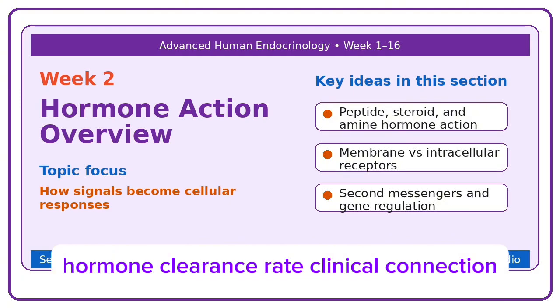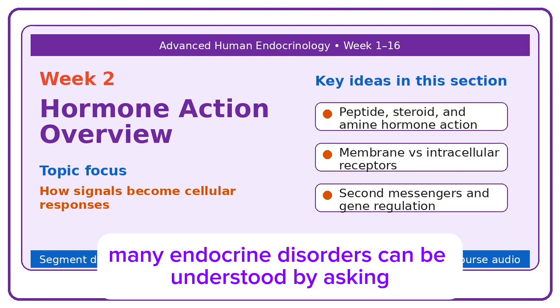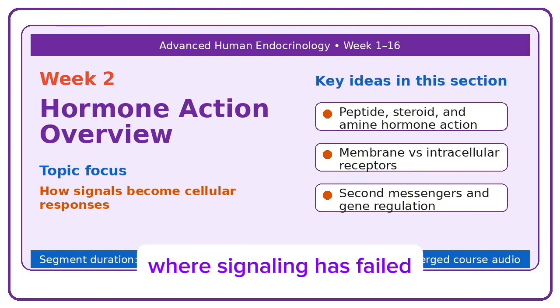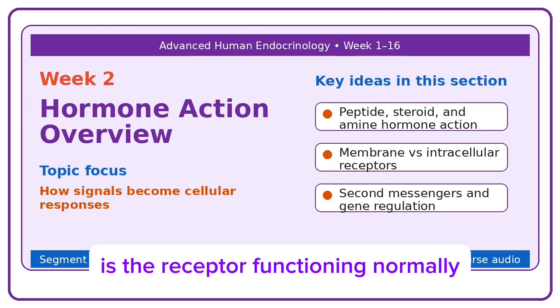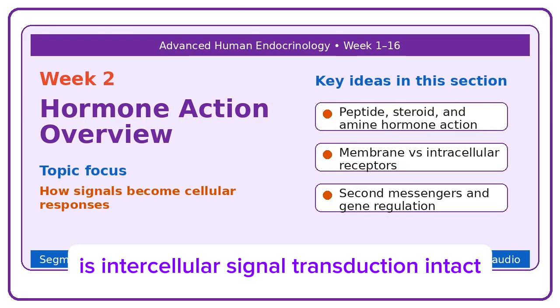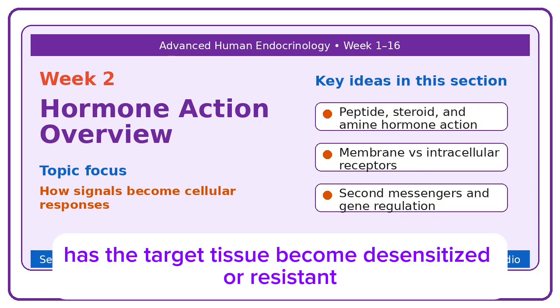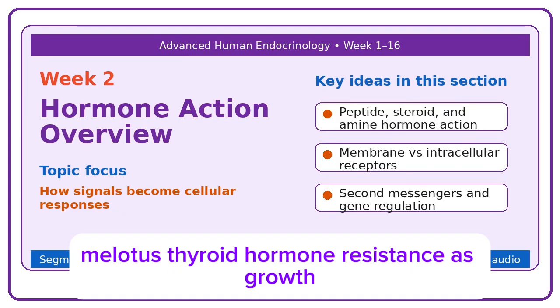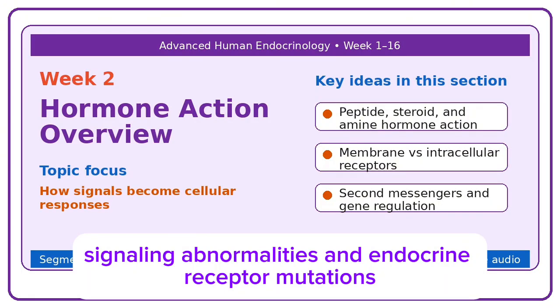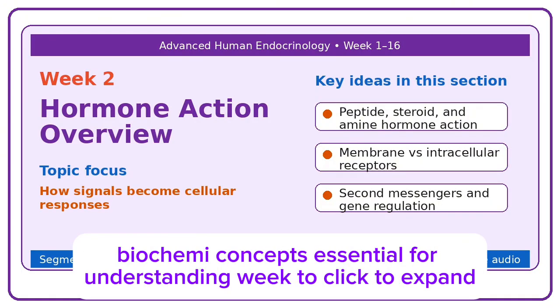Clinical connection. Many endocrine disorders can be understood by asking where signaling has failed. Is there too little or too much hormone? Is the receptor functioning normally? Is intracellular signal transduction intact? Has the target tissue become desensitized or resistant? This framework is useful in thinking about disorders such as diabetes mellitus, thyroid hormone resistance, growth signaling abnormalities, and endocrine receptor mutations. Biochem 1 concepts essential for understanding Week 2.